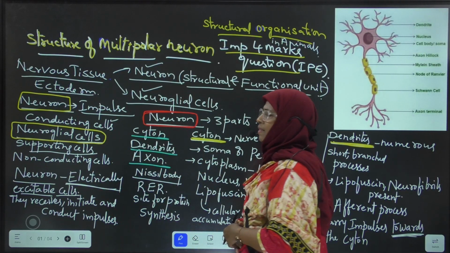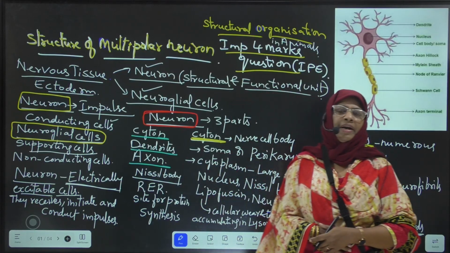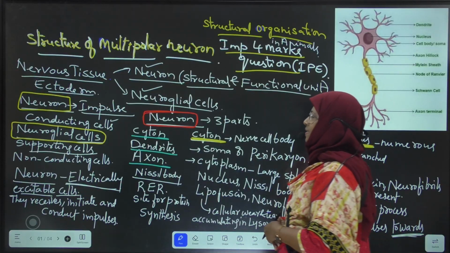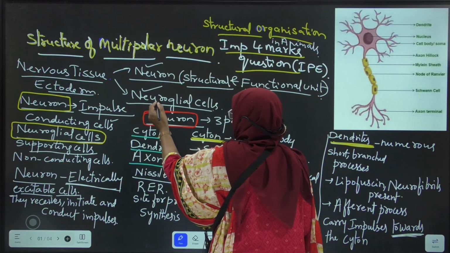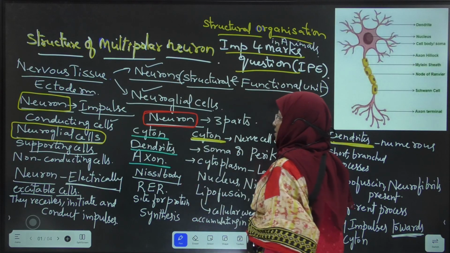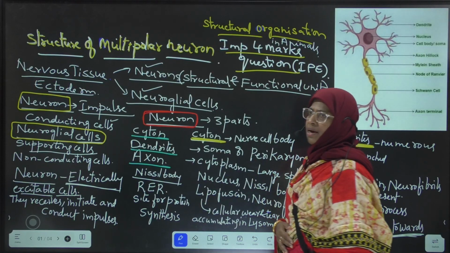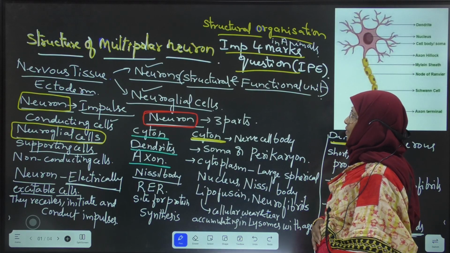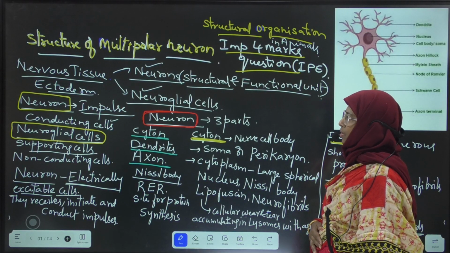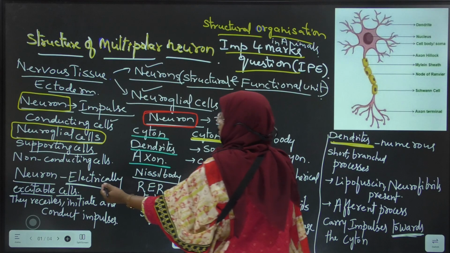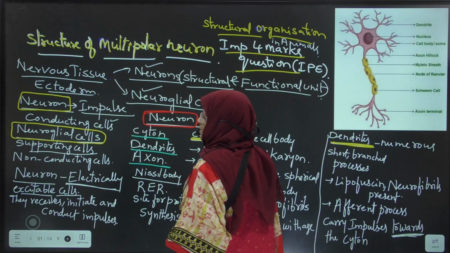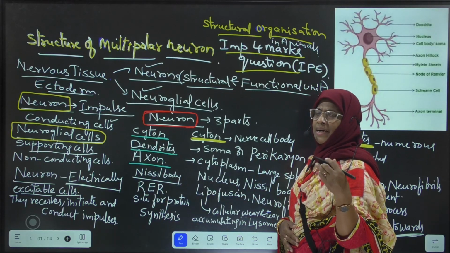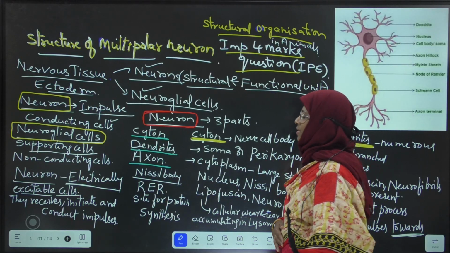So in this way, the nervous tissue is made up of two types of cells. What are those two types? Neurons and neuroglial cells. Neurons are structural and functional units of the nervous tissue, and they are electrically excitable cells. They receive, initiate and conduct, that is, transmit impulses.